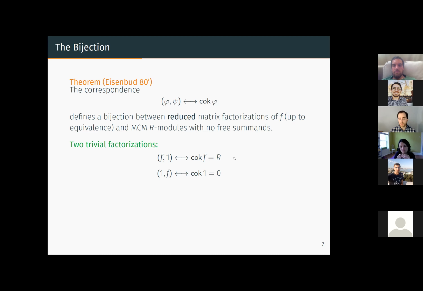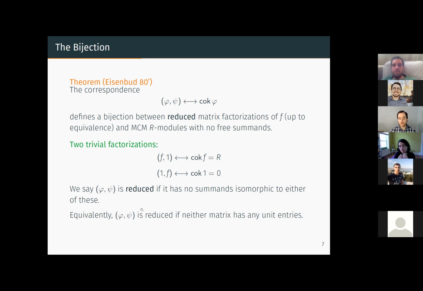So these reduced ones are going to be the matrix factorizations which avoid these two trivial ideas. So they're going to have no summands which are isomorphic to either of those. On the module side, that's going to mean you don't have any free summands. Okay, and if that was all kind of weird, this is equivalently the same as just thinking these two matrices should have no unit entries to be reduced.